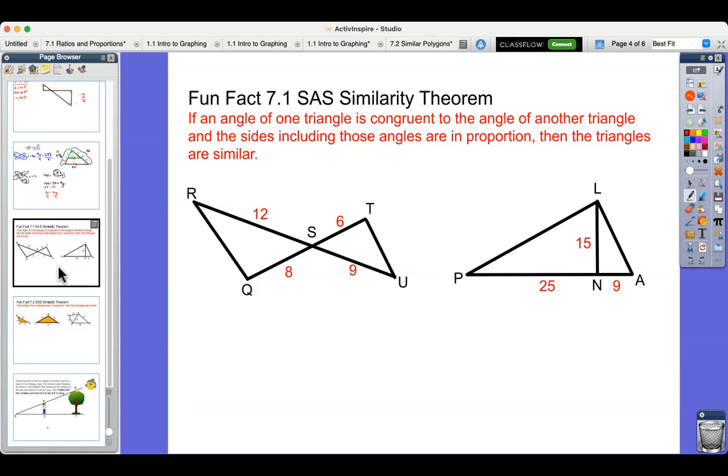Now, we're talking about the SAS similarity theorem. You can read this, but it's pretty much saying if I can show two sides are proportional, so two sides over here are proportional to each other, and for sure prove that one of the angles are congruent. So the angles have to be congruent and the sides have to be similar in proportion. Then that proves the triangles are similar.